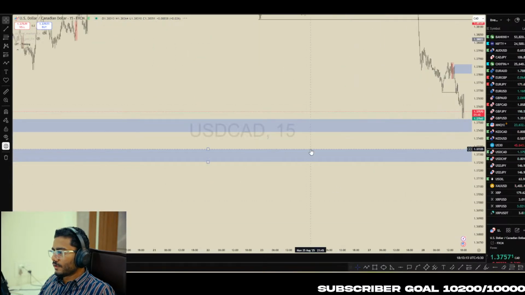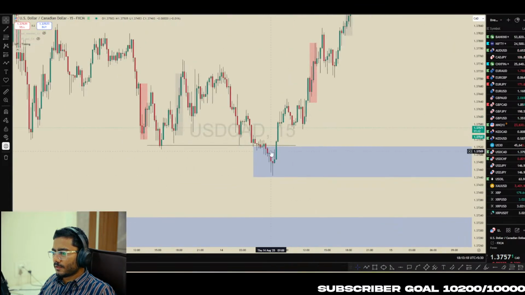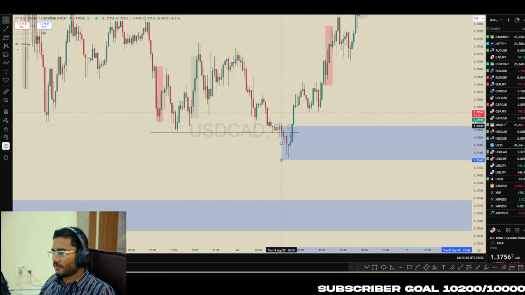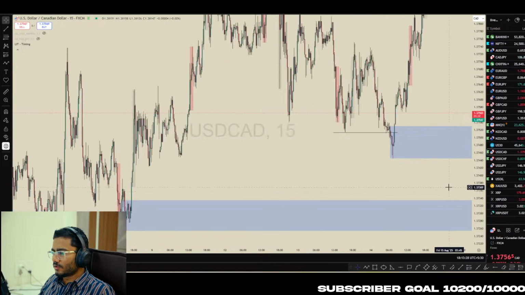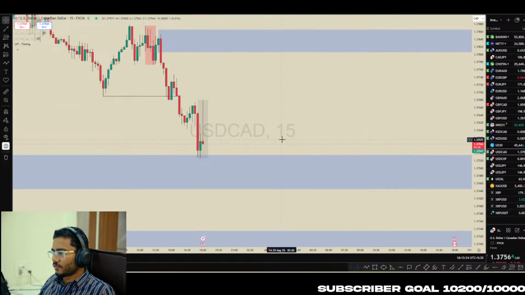On USD CAD, we have this order block. So price created this low. And if you look at this, this is the area which took out the low. We have this order flow thing, and there is a clear imbalance over here. So this is the order block, but the price has already tapped.